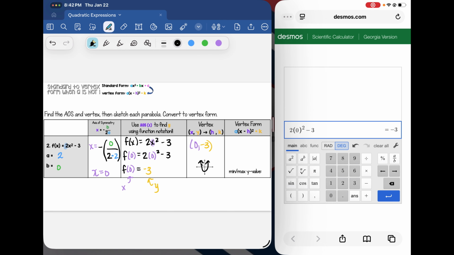Now we're going to write it in vertex form. What is your A value? 2, open parentheses, x minus h. Notice we're only substituting the things that are colored. What is your h value? 0, squared plus my k value, boom, boom, boom, -3.